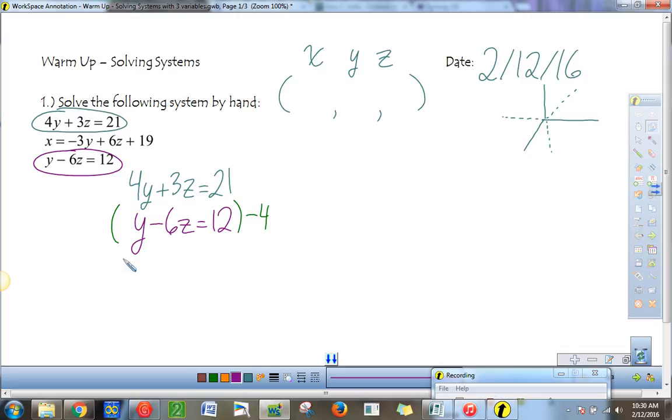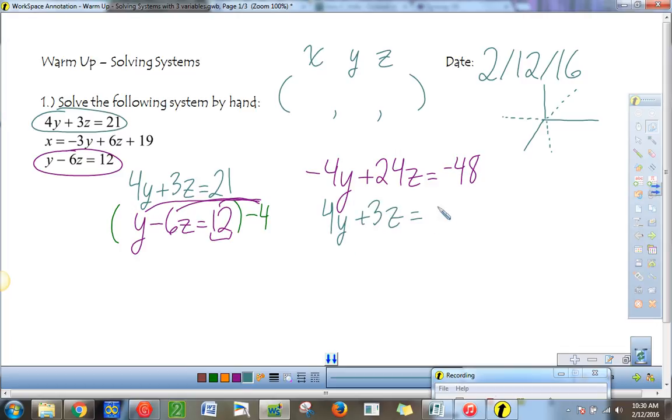Okay. So, -4 times Y is going to give me -4Y. Okay. -4 times -6Z. Positive. Thank you for recognizing that. And then -4 times 12. -48. Good. Please be careful. If you need to draw the little arc, the biggest error is people not distributing to this number. Okay? So we got that guy. And we have this 4y plus 3z equals 21.